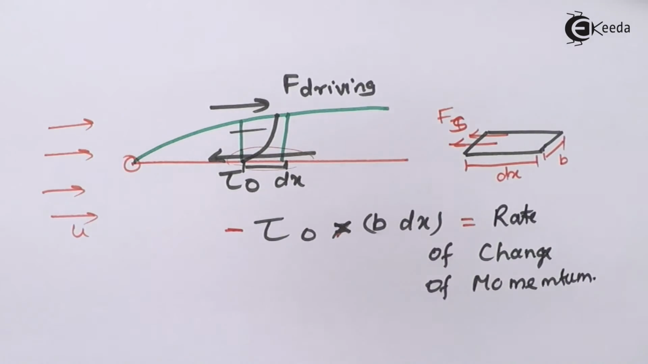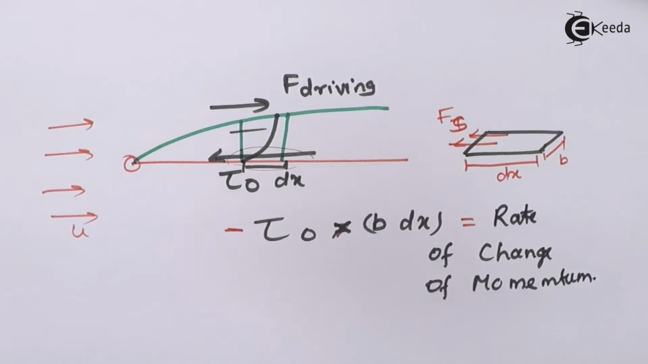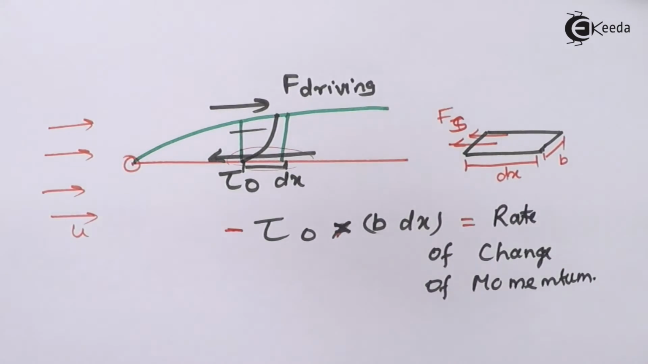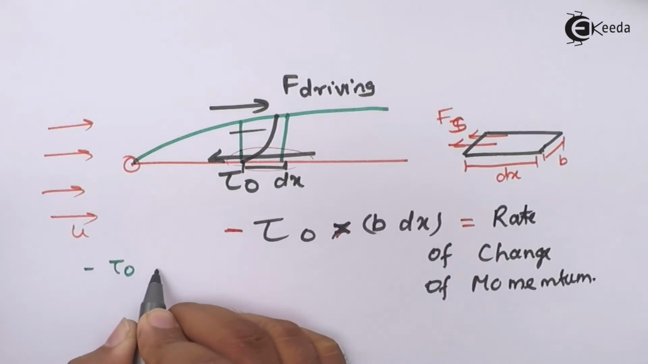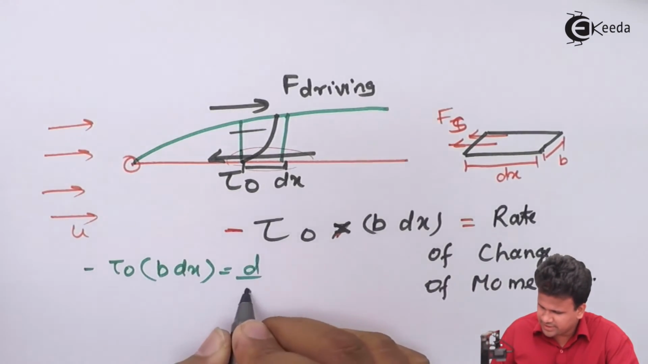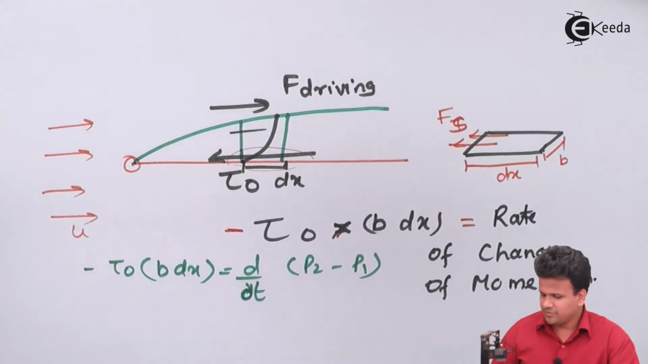So we have now established the relation to the previous section, or our motive to calculate the momentum thickness by applying the law of conservation of momentum. Now, the rate of change of momentum. Let us clear out the left hand side. Over here let us write down: minus tau into b into dx is the rate of change of momentum, that is d by dt of final momentum minus initial momentum.